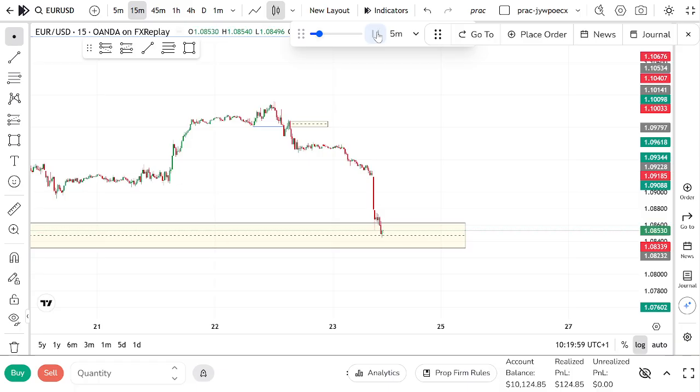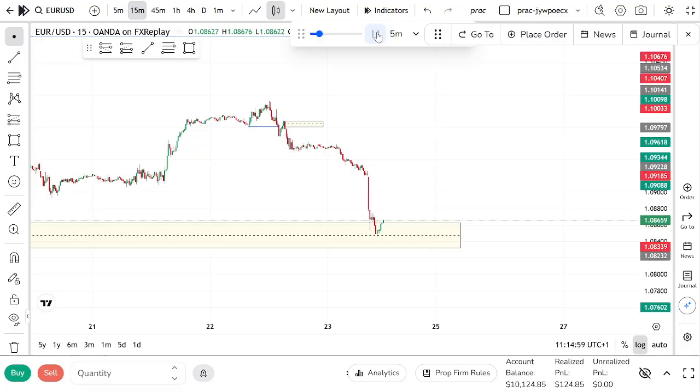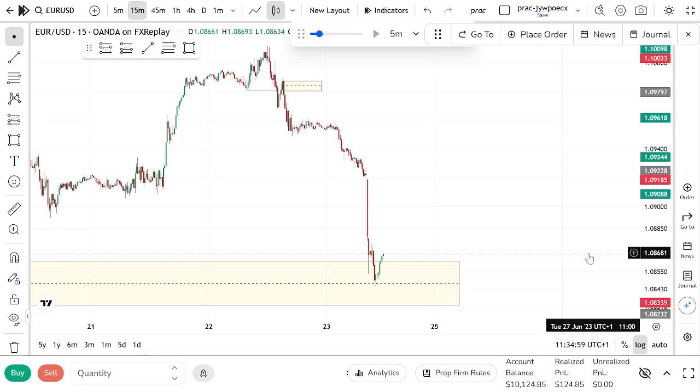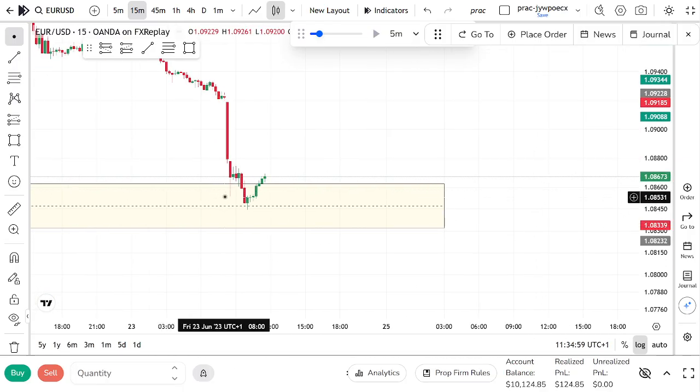Let's see what price is doing here. Price is still digging into this place. You can see this is the first sweep. Price came here to take liquidity from this first sweep.